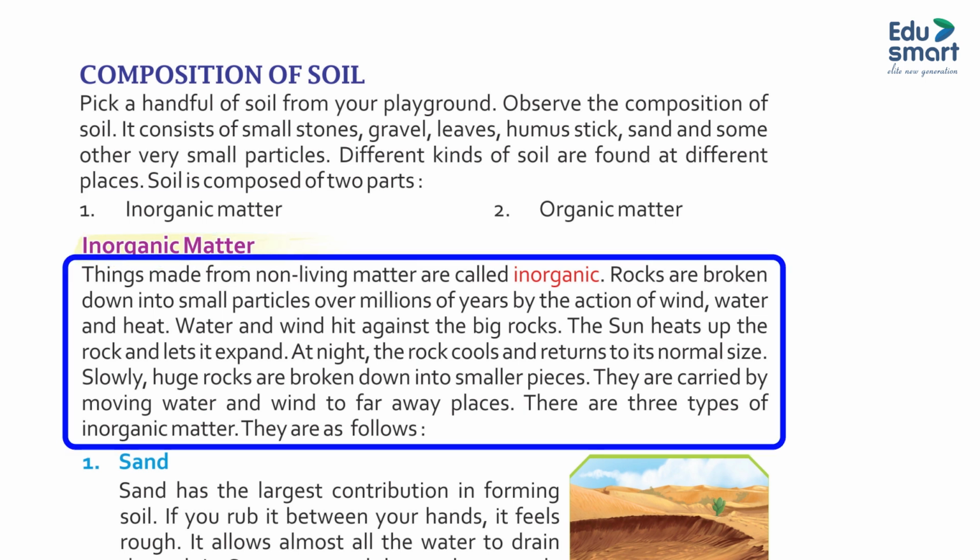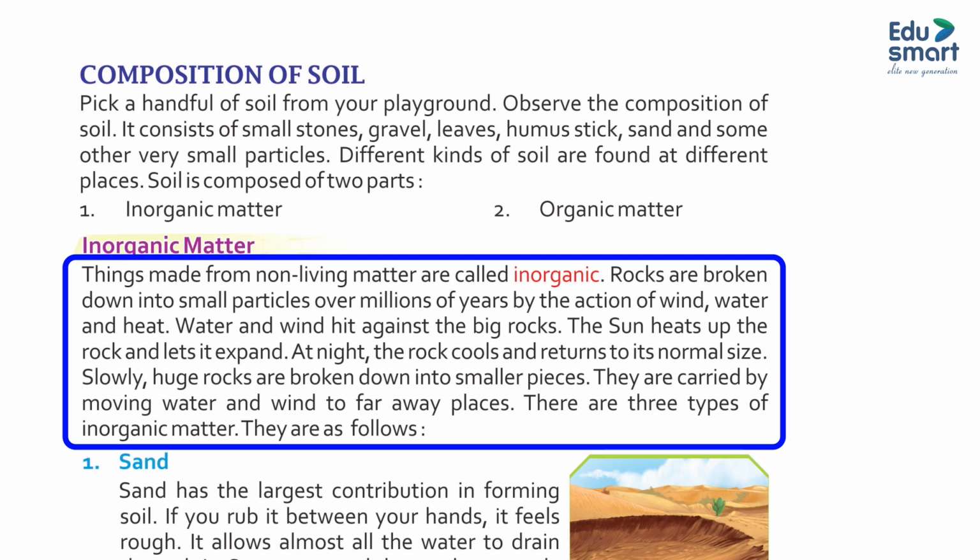Inorganic matter: things made from non-living matter are called inorganic. Rocks are broken down into small particles over millions of years by the action of wind. Water and wind hit against the big rocks. The sun heats up the rock and lets it expand. At night, the rock cools and returns to its normal size. Slowly, huge rocks are broken down into smaller pieces. They are carried by moving water and wind to far away places. There are 3 types of inorganic matter.